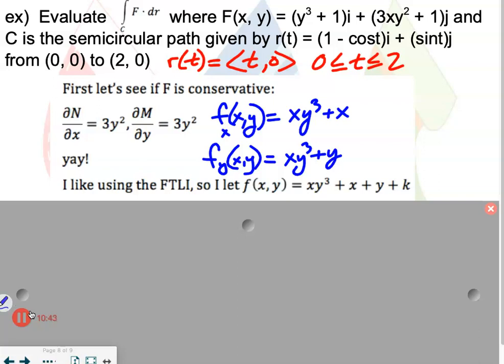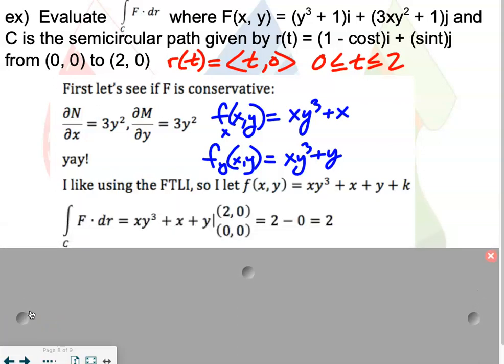So you have an xy cubed plus an x plus a y plus k for your unknown constant. Okay, so there's your potential function. And then all that the fundamental theorem of line integrals says is that the integral of F dot dr is equal to the potential function evaluated from beginning point to end point. So you plug your end point in, minus plug your beginning point in, and you get your answer and you're done.